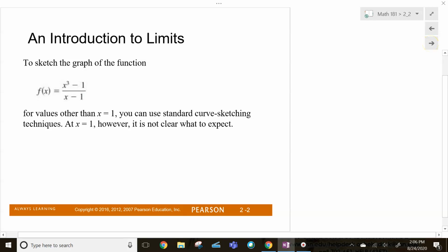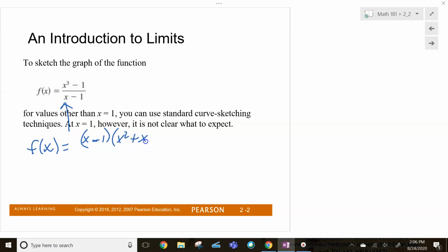Let's talk first about the graph of the function x cubed minus 1 over x minus 1. We're going to look at the behavior around x equals 1. We can't plug in 1, obviously, because we'll have a 0 on the bottom. If you remember back to pre-calculus, if you factor the top, a cubed minus b cubed factors into (a minus b)(a squared plus ab plus b squared).